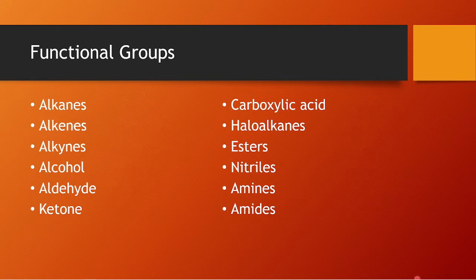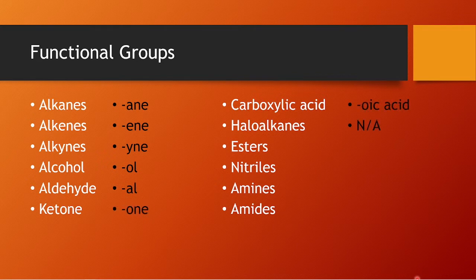And then you also need to know the suffixes. So we've got ane, ene, and yne we've already talked about. Alcohol is an ol group. Aldehyde is an al. Ketone is an one. Carboxylic acid is an oic acid. Haloalkanes don't have one because they're lower priority than even just the plain alkanes. Esters, it will be an oate. Nitriles, it will be nitrile. Amines will be amine, and amides will be amide. So those ones are pretty easy.